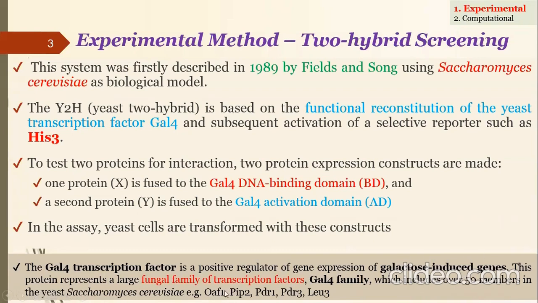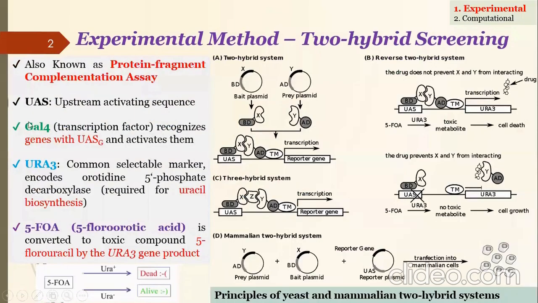OAF1, PIP2, PDR1, PDR3, LEU3. So these are different types of transcription factors, and they are all members of the GAL4 family. So when we talk about GAL4, that means we may be talking about OAF1, PIP2, PDR1, PDR3, and so on. So this GAL4 is not an individual protein. This is a family of proteins. So one of the proteins could be used as GAL4.